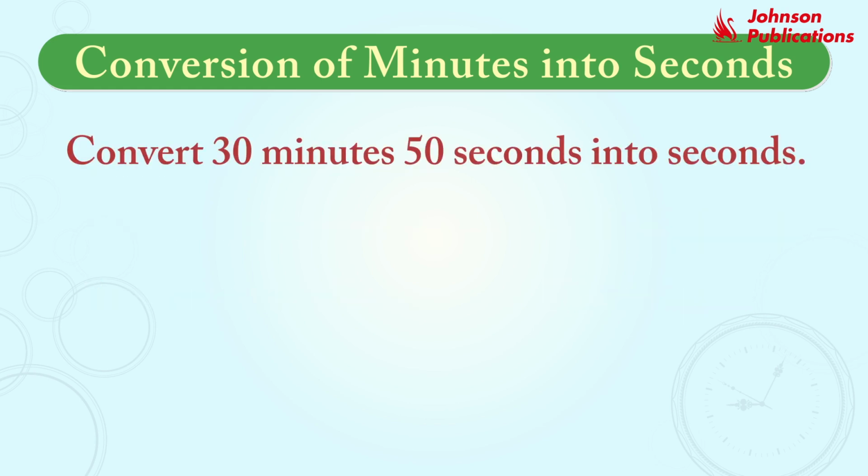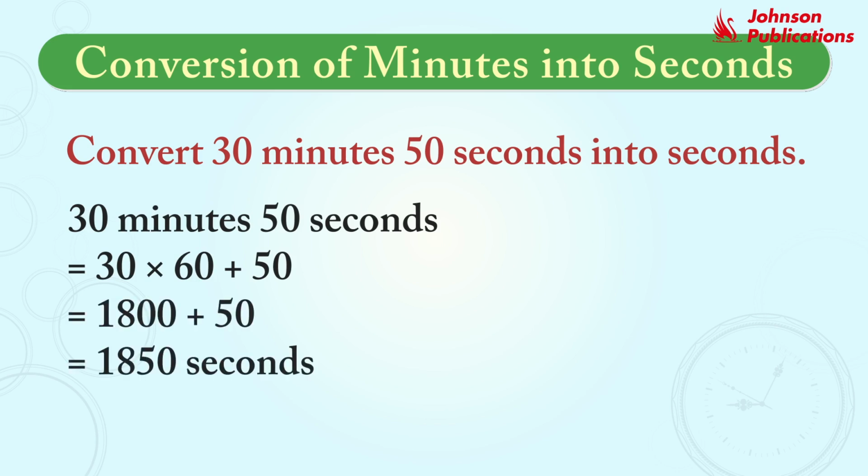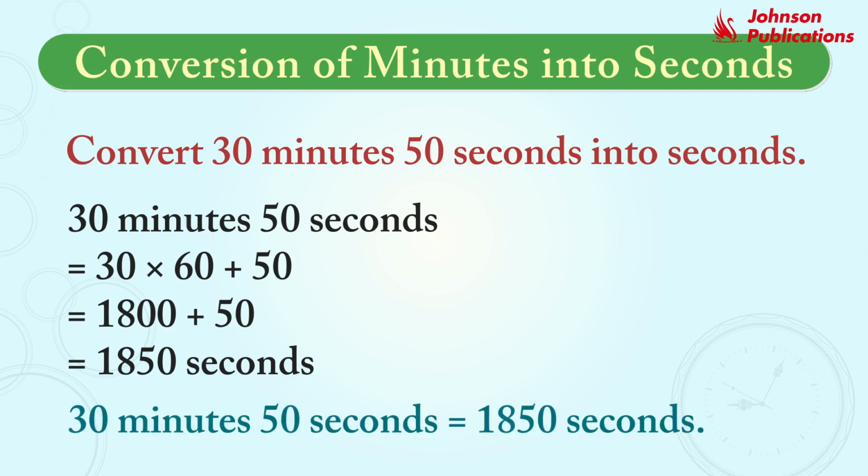For example, convert 30 minutes 50 seconds into seconds. Multiply 30 minutes with 60 and add 50 seconds to it, which is equal to 1850 seconds. Therefore, 30 minutes 50 seconds is equal to 1850 seconds.